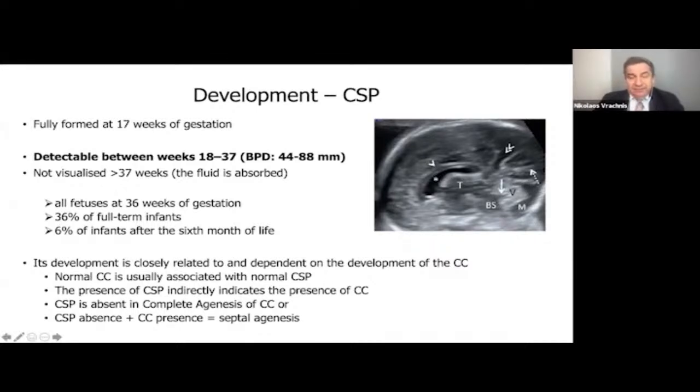The development of the CSP is closely related to and dependent on the development of the corpus callosum. So if you have a normal callosum, you usually have also a normal CSP. And the presence of the CSP indirectly indicates the presence of the corpus callosum. When the CSP is absent, it may be incomplete agenesis of the corpus callosum, or if it is absent, still there may be the corpus callosum present, and this is the case of septal agenesis.